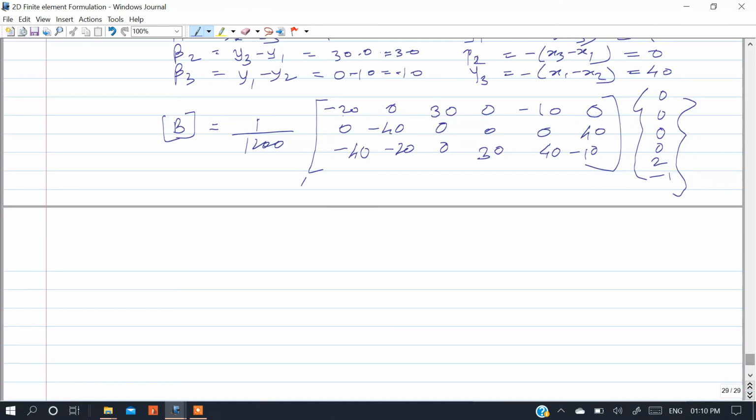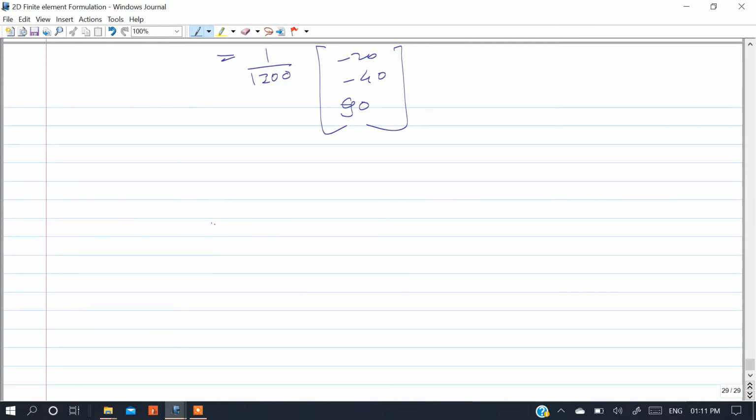and after solving all this, we will get 1 upon 200 in bracket minus 20, minus 40 and 90. Okay, now put this matrix value in the stress formula, that is sigma equal to E upon 1 minus mu square. That's the same formula you have to use. 2.2 into 10 raised to 5, divided by 1200. I'm just converting that.